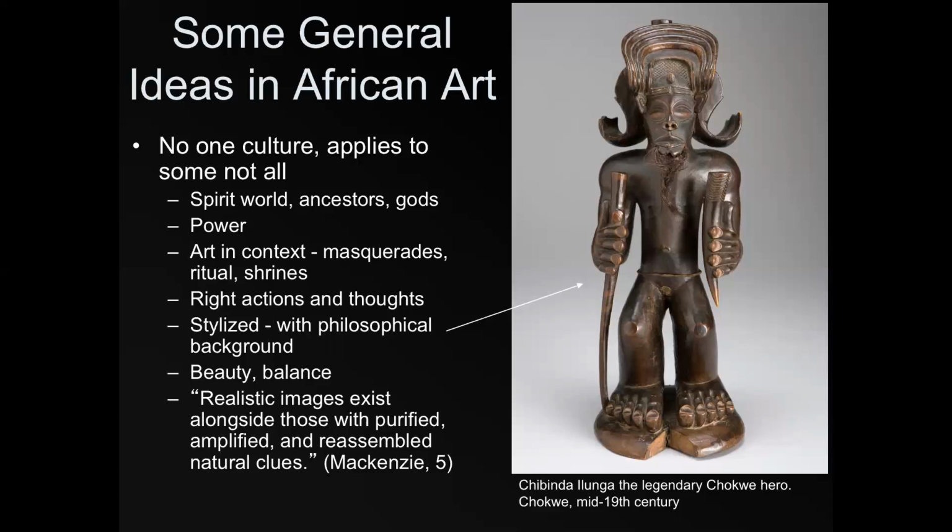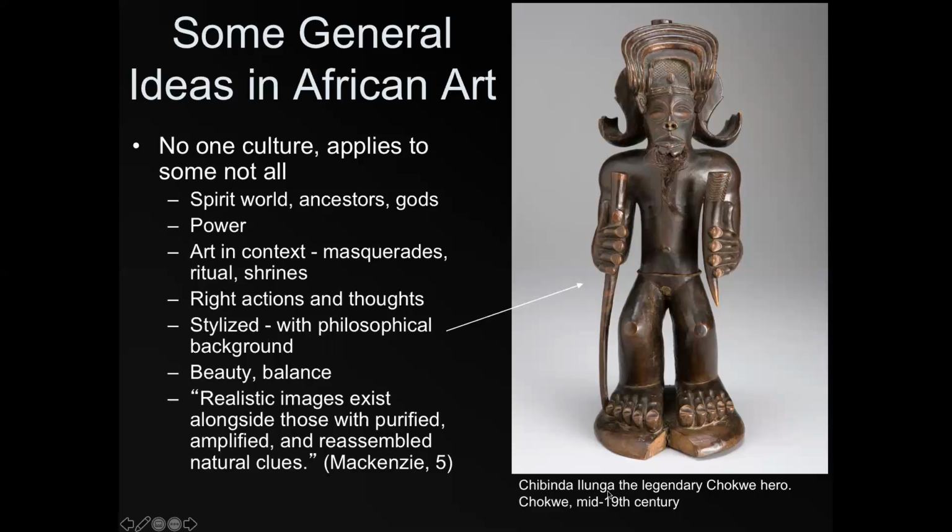So it's not just stylization to look cool, but they look cool. That's kind of important. Everything's got to have beauty and balance. But also they have meaning. So in the case of Chiminda Ilunga, he's a Chokwe kind of culture hero. And we're going to see a lot of those.